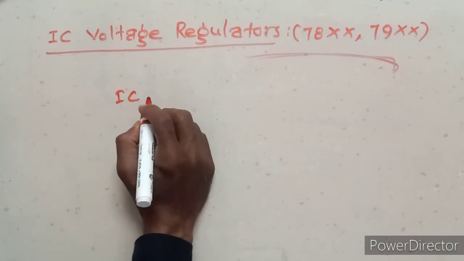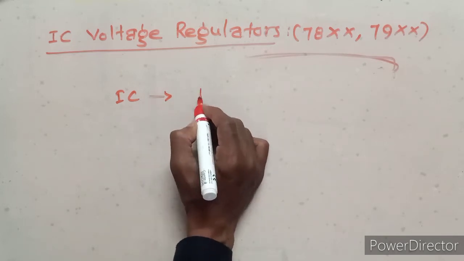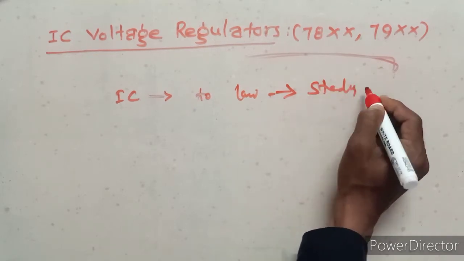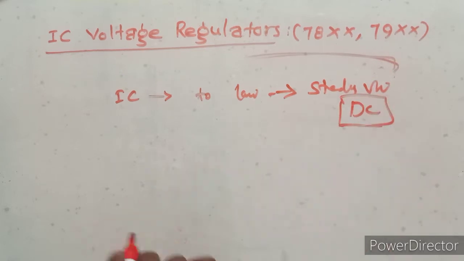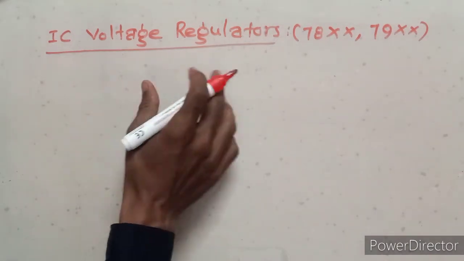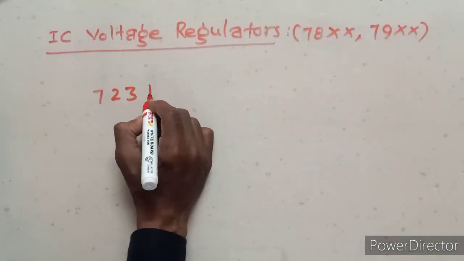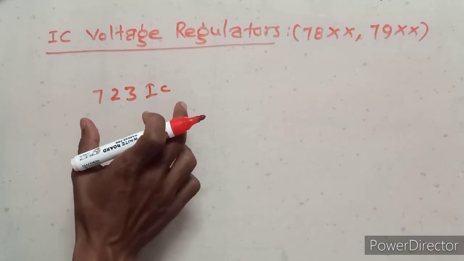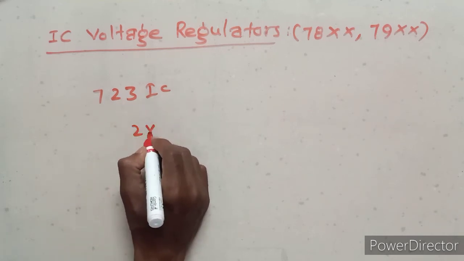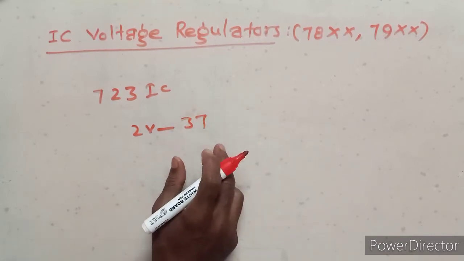So this IC regulator is used in a circuit to get a low voltage to a steady, stable DC voltage. For example, we use the 723 IC regulator, with output voltage ranging from 2 volts to 37 volts.